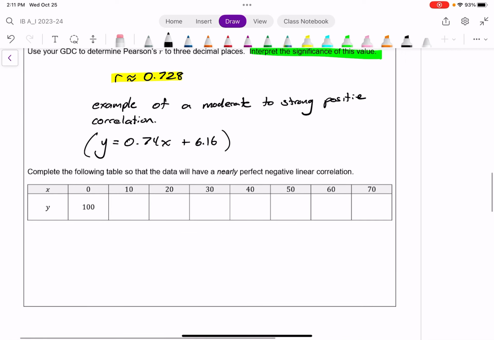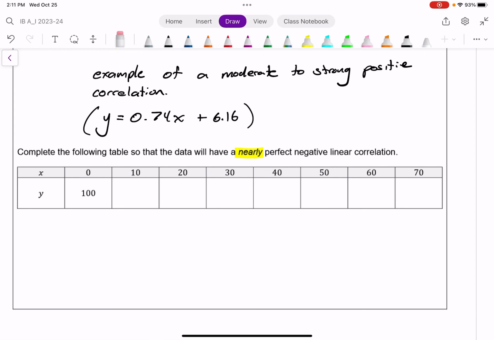So for the last question, I want to look at this data, and I want to fill in the blanks so that we have a nearly, but not quite perfect negative linear correlation, which means I want an R value here that's really close to -1, but not quite -1. So how can we do this? Well, first, if the correlation coefficient is going to be negative, this has to represent something that has a negative slope, which means if my first point is at 0, 100, all of these have to go down.